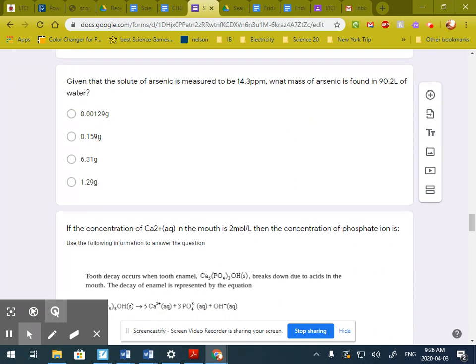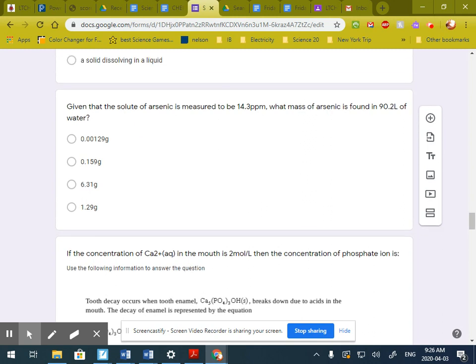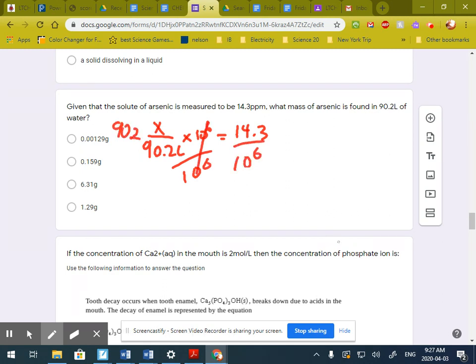All right, we got this arsenic question. What's the mass of the arsenic? Okay, so there's a couple ways you could go about doing this. One is the parts per million formula. So we're trying to find X, the solute, over 90.2 liters, times 10 to the 6, is equal to 14.3. I'm going to divide both sides by 10 to the 6, and I'm going to times both sides by 90.2.